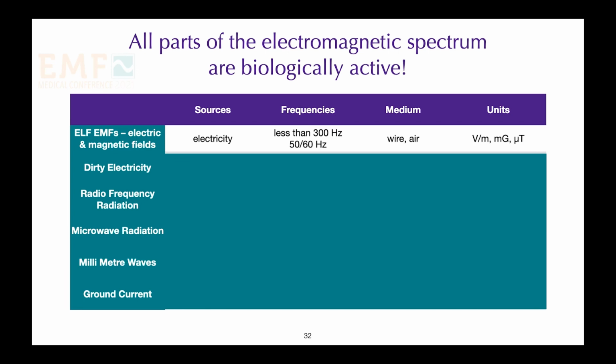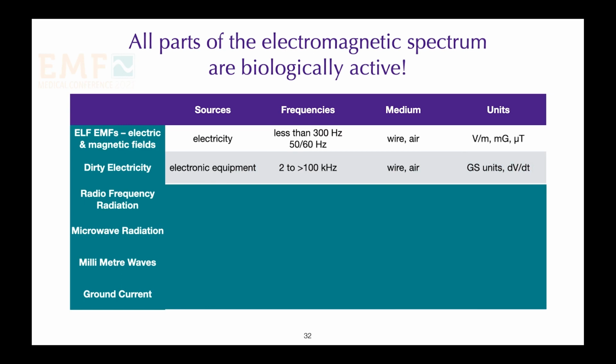Extremely low frequency electromagnetic fields are generated by our use of electricity, and this part of the spectrum refers to frequencies that are less than 300 Hertz. The energy flows along wires and produces a field immediately around those wires in the air. Units include volts per meter for electric field and either Gauss or Tesla for the magnetic field. Both Gauss and Tesla need to be capitalized as they are named after scientists. 1 microtesla is equal to 10 milligauss.